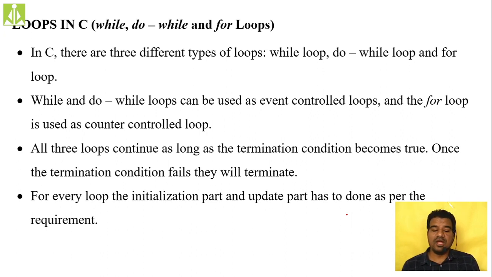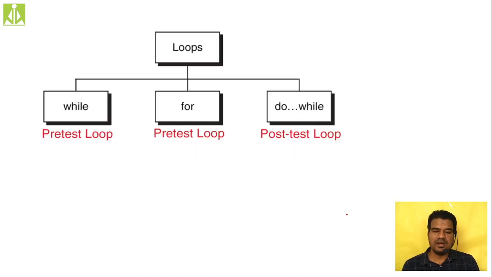For every loop we need to have initialization, termination condition, and updation. Initialization, we do before the loop. The termination condition depends on the loop type. If it is a pre-test loop, we mention the termination condition before the body, and if it is a post-test loop, we mention the termination condition after the body. And the updation we always do as part of the body only.